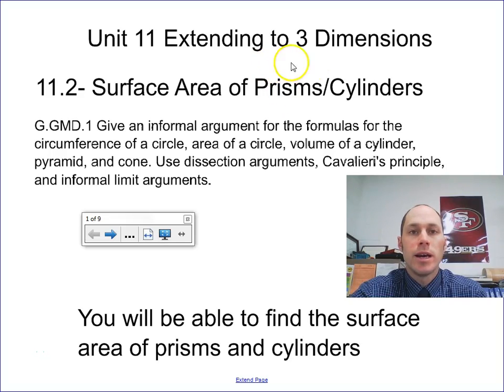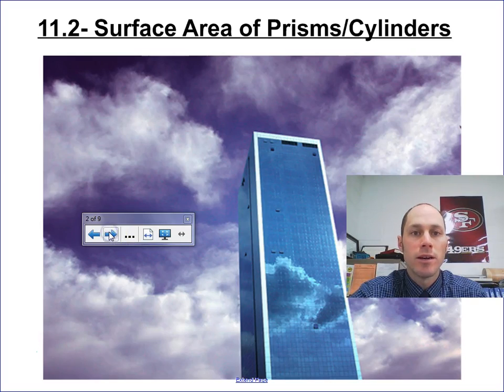As we continue our unit on extending to 3 dimensions, we're going to get into talking about surface area, and specifically surface area of prisms and cylinders. I talked to you about what makes a polyhedron a prism, and about cylinders and how they're not polyhedrons. And so we'll talk about that today and talk about how we can find the surface area.